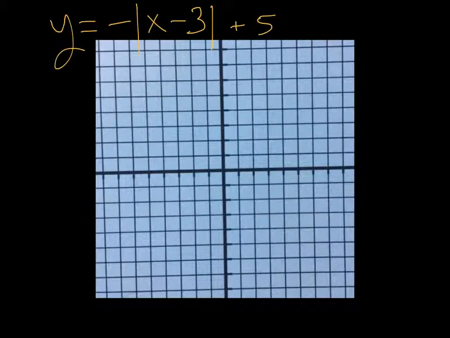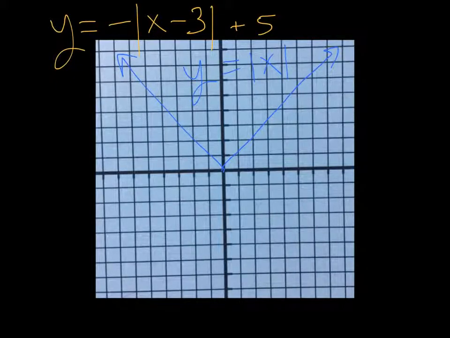Okay, so now we're going to look at an example that combines everything we just talked about, the 3 different parts of the absolute value function, okay? So let's graph y equals negative times the quantity absolute value of x minus 3, plus 5. If it helps you to graph the original equation, y equals the absolute value of x, go ahead and sketch that on your graph when you do it.